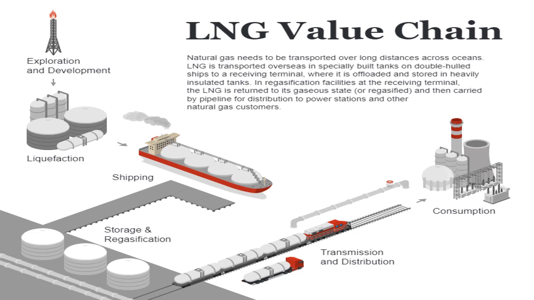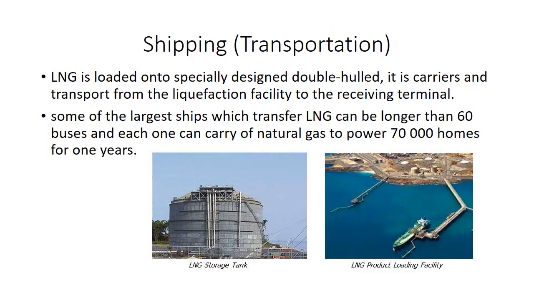Now we will go to shipping or transportation. In shipping, the LNG is loaded onto specially designed double-hull ships. It is carried and transported from the liquefaction facility to the receiving terminal. Some of the largest ships can carry enough natural gas to power 70,000 homes for 1 year.